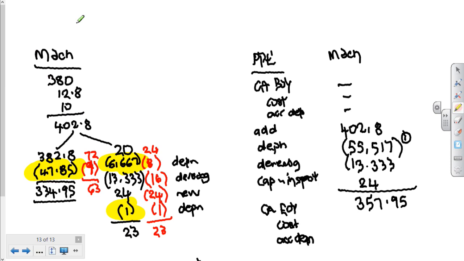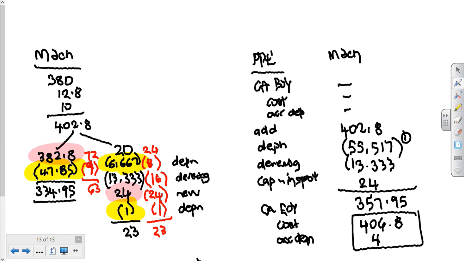All right, so now the new cost is that one plus this one. Do you agree? Because this piece, the first inspection, is gone. Yeah? So that's new cost. 382.8 plus 24, which gives me 406.8. Thank you. 406.8 in a box. And then accumulated depreciation is going to be the 47 and the 1, 48.85. And hopefully it balances because I'm just dealing with new.